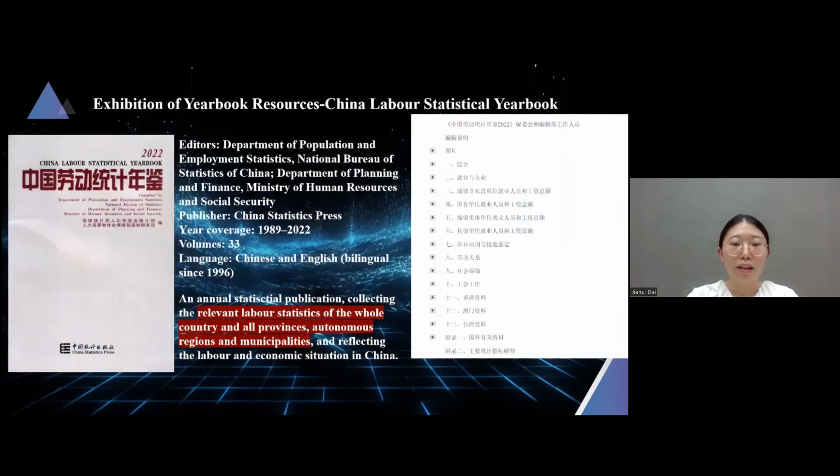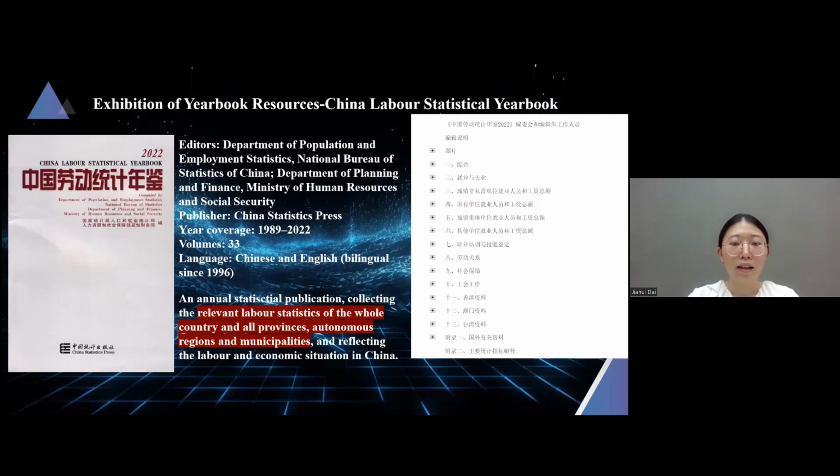Scholars who study China's population and employment-related issues can use the China Labor Statistical Yearbook. It's an informative annual publication that reflects the labor and economic situation in China. At present, we have collected 33 volumes. The earliest one can be traced back to 1989.